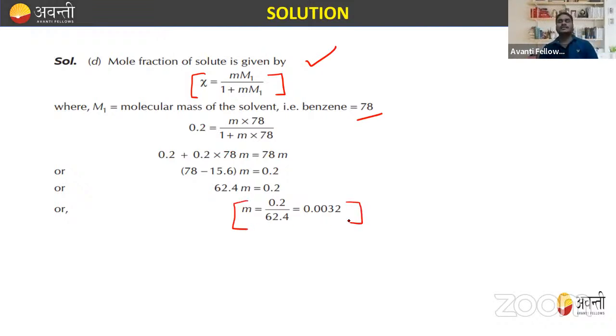So this is another very simple way to calculate the value of molality. In such types of questions, where it requires a large number of relations or a large amount of calculation, just use this simple relation. By using this simple relation, you can calculate the molality. So this is the way to calculate the molality of the solution. Got it?